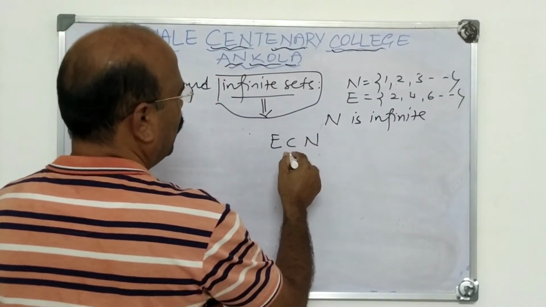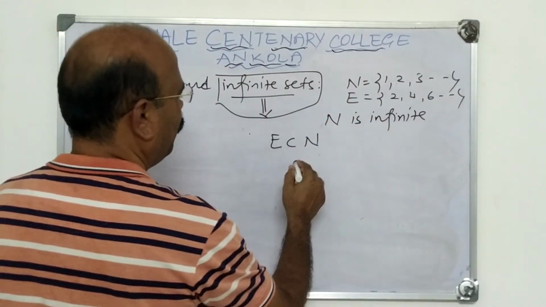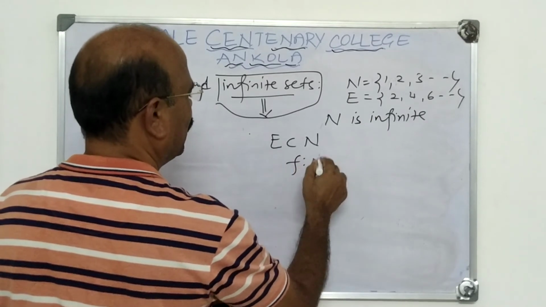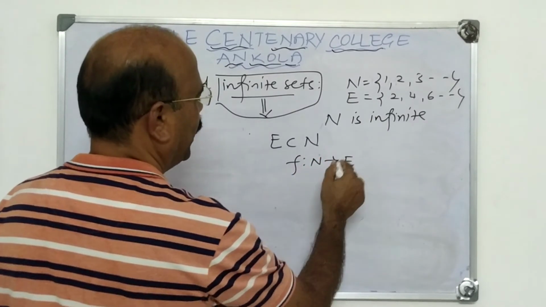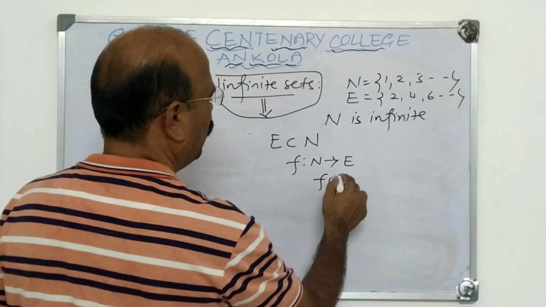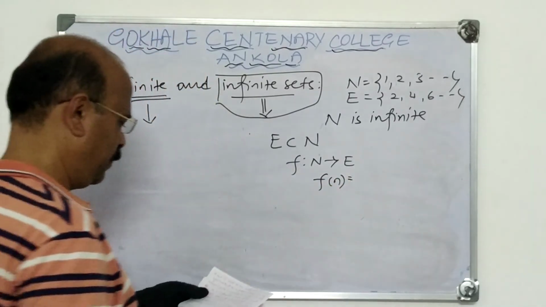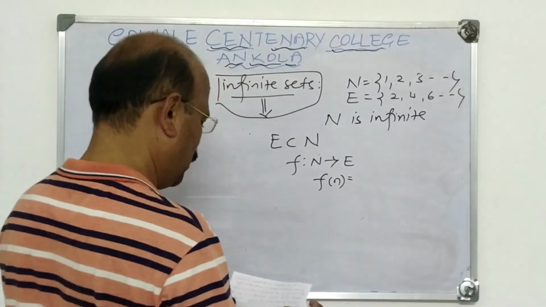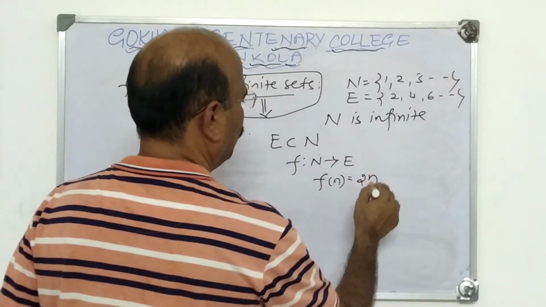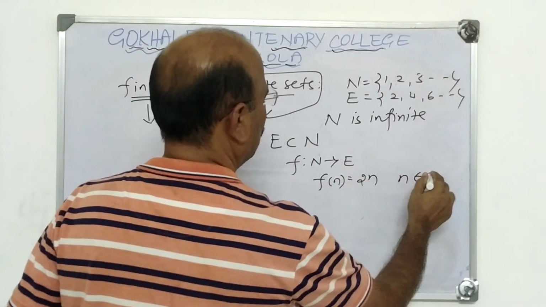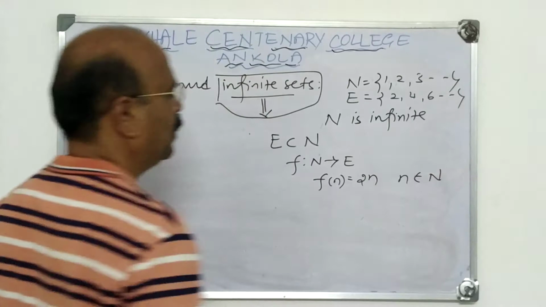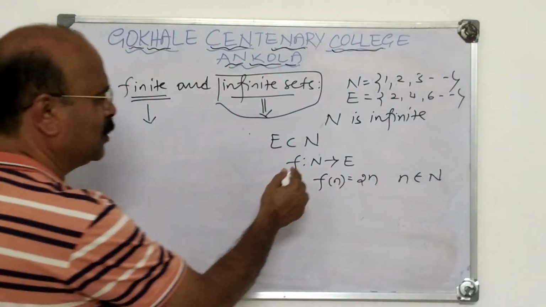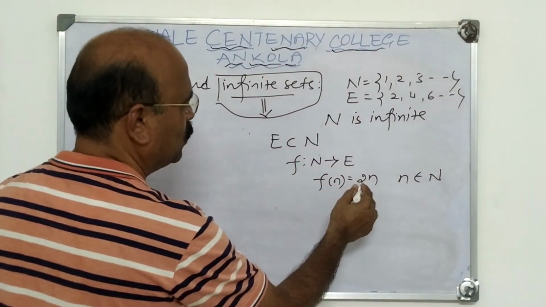Now E is contained in N and there exists a function f from N to E. I define this as f of n is equal to 2n, where n belongs to N. Then I define a function f from N to E by f of n is equal to 2n.